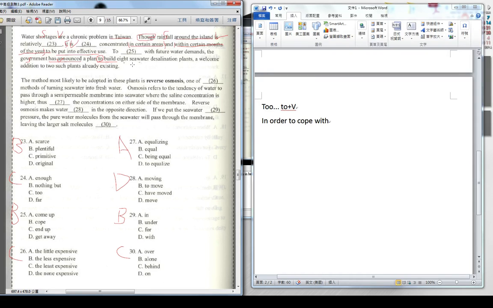Actually, it's not quite like in order to. It's announce a plan to build a seawater desalination plant. So the plan is used to build a seawater desalination plant. Okay, and which is a welcome addition to such plants already existing. Okay, two plants, a welcome addition to two such plants already existing. Okay, it's just a phrase, not a sentence.